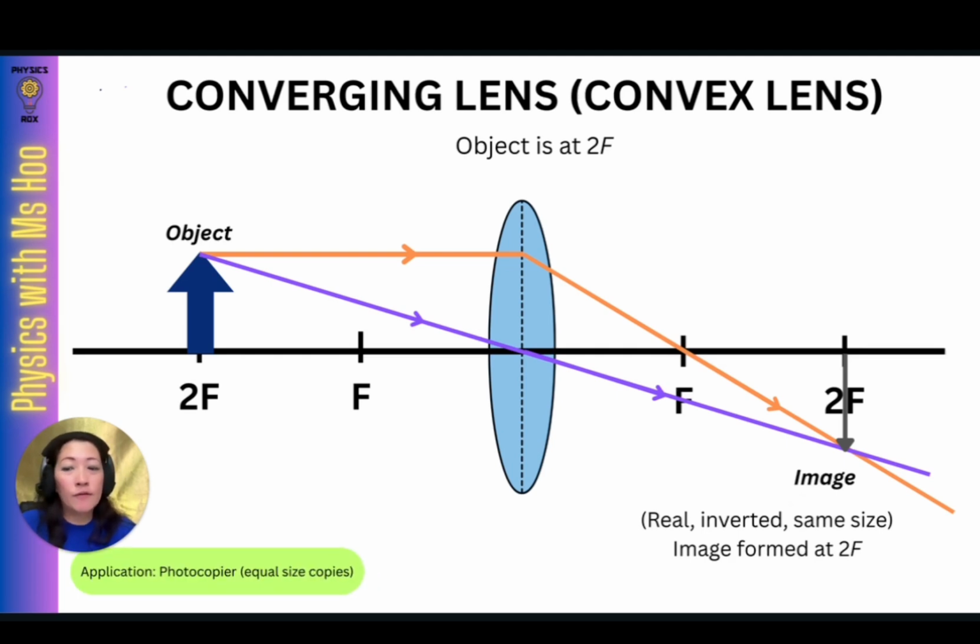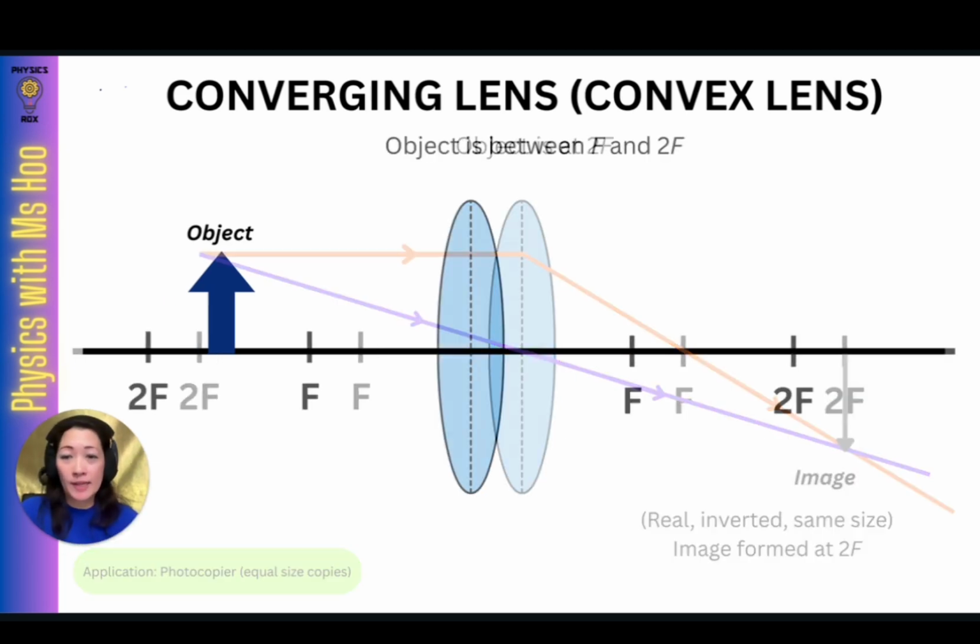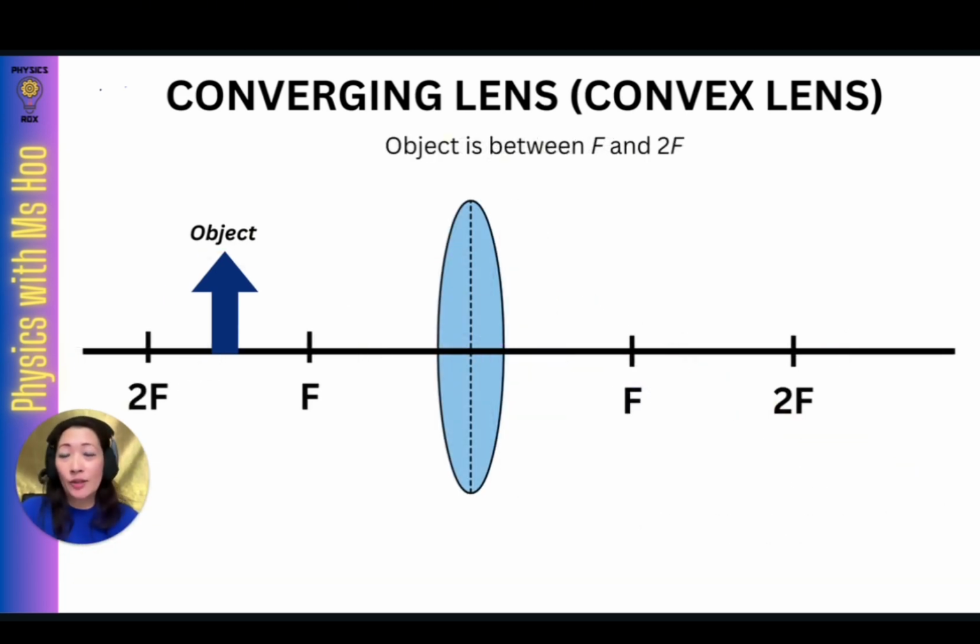This is very useful when we're using a photocopier to get equal size copies. So we get a real image to get a copy of the document, and we want the document to be the same size as the original. Again, it will be inverted, but you just need to take your paper and flip it to get the right way up. Now, let's bring the object even closer and place it between f and 2f.